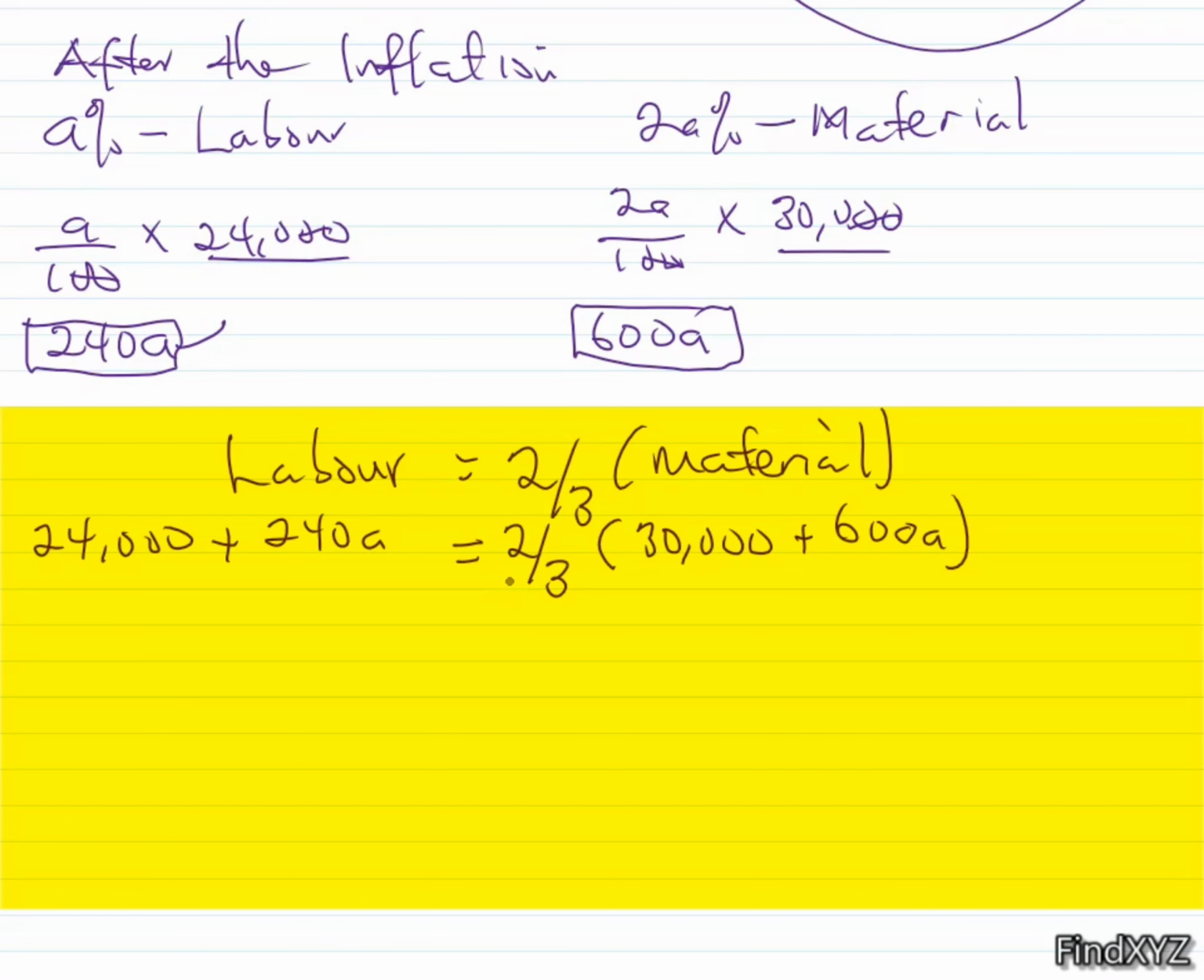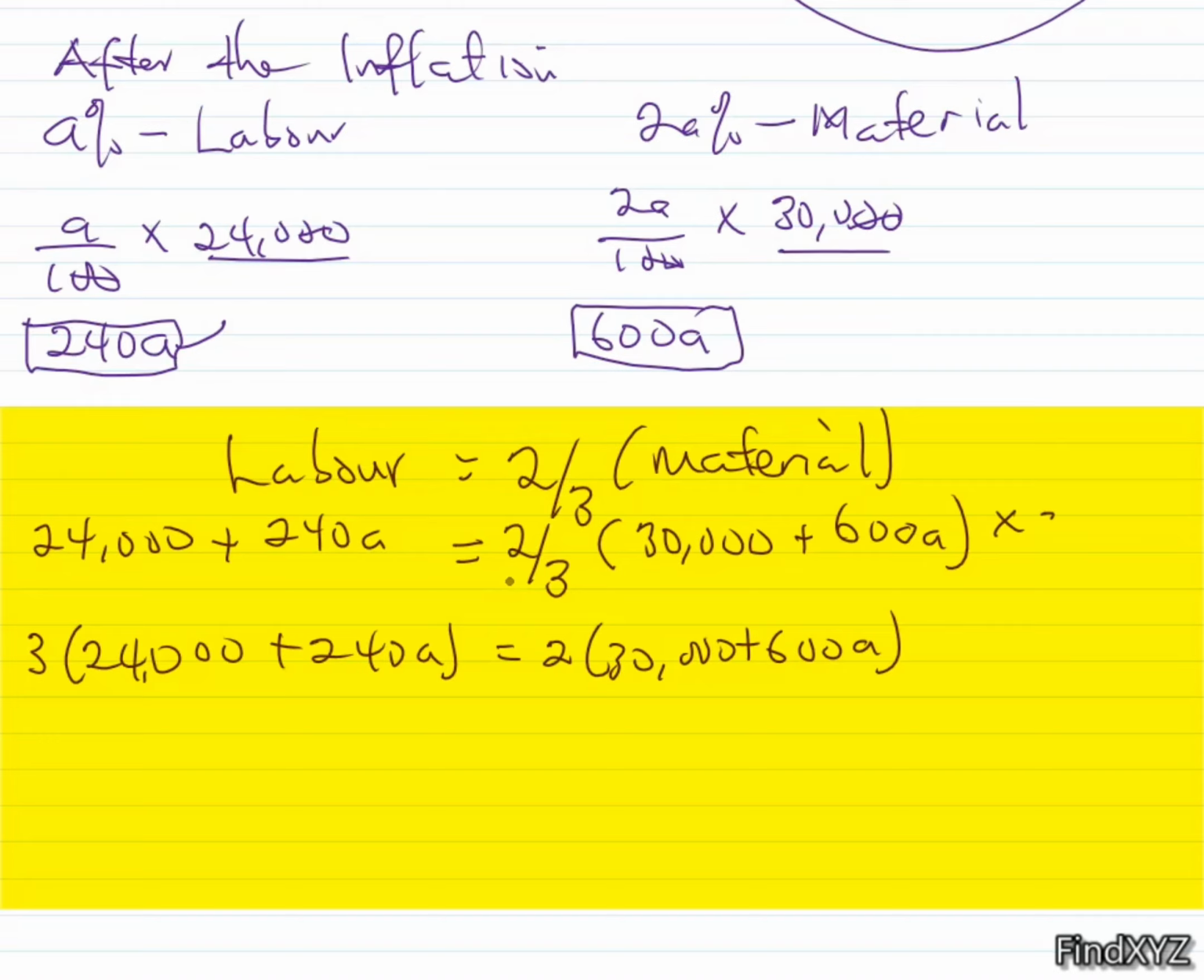Then we can decide to simplify by multiplying both sides by 3. So we are going to have 3 multiplying 24,000 plus 240A, then 2 multiplying 30,000 plus 600A. You realize that when we multiply both sides by 3, the 3 divides 3, so we are left with 2. This is why we have 2 here.